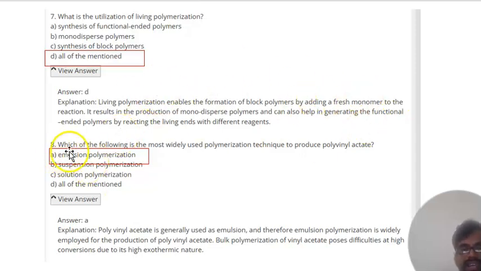Next one: which of the following is the most widely used polymerization technique to produce polyvinyl acetate? Here emulsion polymerization is the right answer. The explanation is given very clearly for this answer.